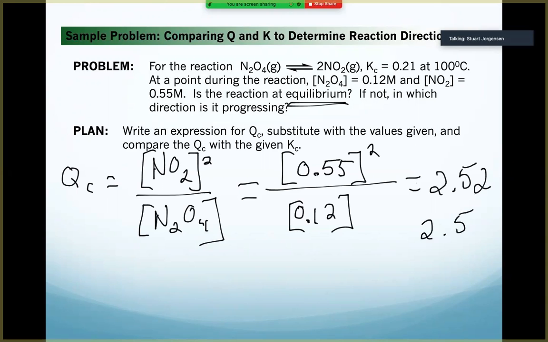Well, that QC is much, much greater than our K. Our K we know to be 0.21. Uh-oh. If Q is greater than K, that means we've got too many products. This is going to be shifting back towards our reactants to try to get us to our equilibrium.